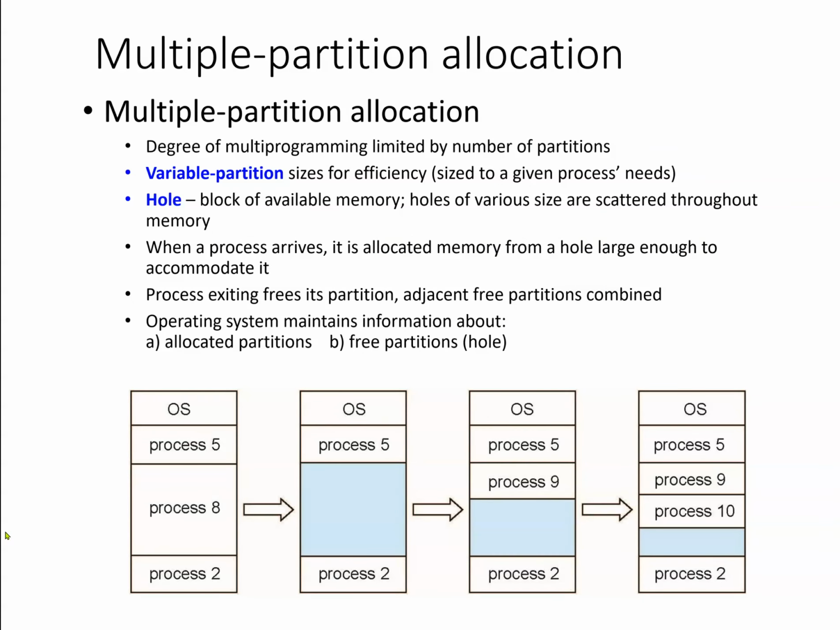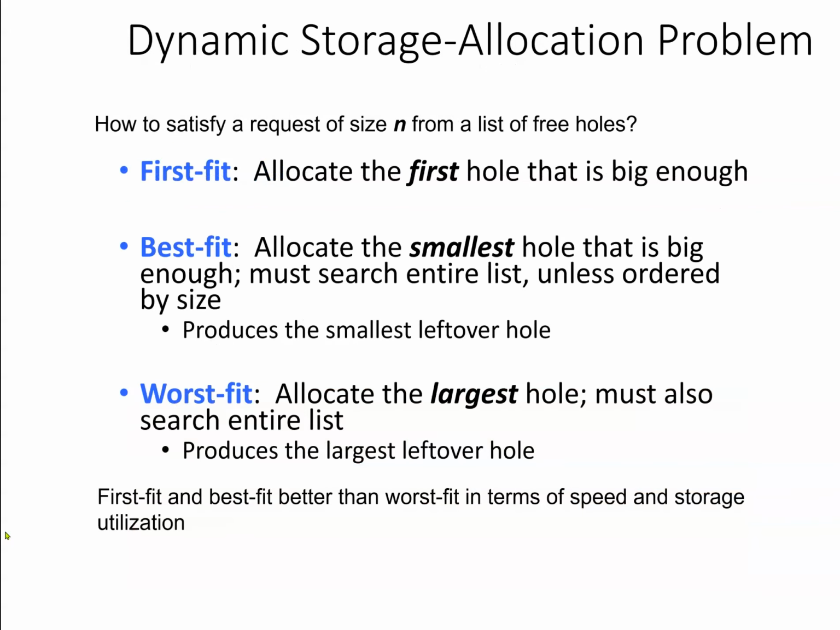Another later approach is a multiple partition allocation scheme, and the degree of multiprogramming is limited by the number of partitions. Variable partition size can be used for efficiency, but this can leave you with holes. When a process arrives, it's allocated memory from a hole large enough, but you have to be careful because eventually you will start ending up with holes that are too small to be useful.